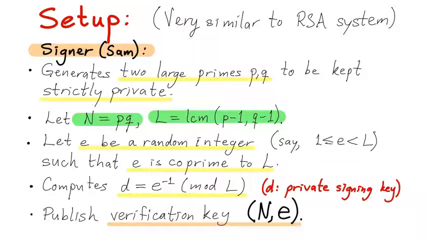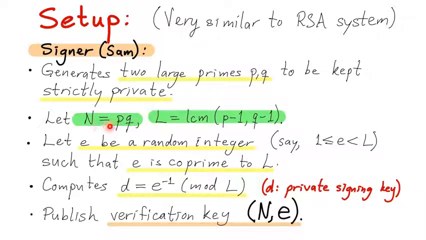The setup for RSA signatures is actually identical to the setup for the RSA crypto system. So here, remember, we have a signer, Samantha, and she's going to generate the RSA parameters for this RSA signature scheme. So Sam generates two large primes, very large primes, P and Q, which must be kept secret.